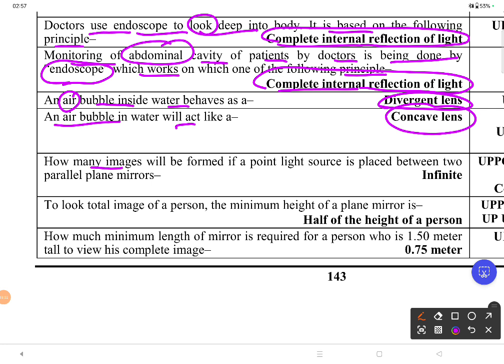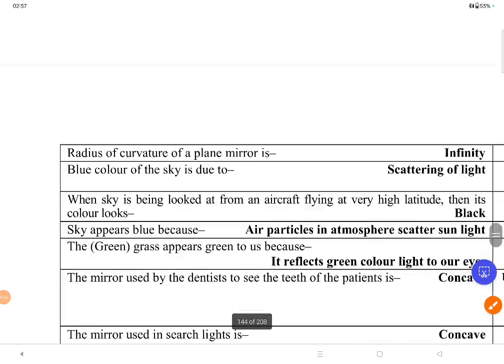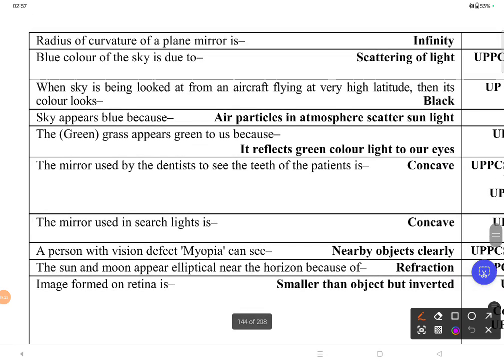How many images will be formed if a point light source is placed between two parallel plane mirrors? Infinite. To see the total image of a person, the minimum height of a plane mirror is half of the height of the person. How much minimum length of mirror is required for a person who is 1.5 meters tall to view his complete image? 0.75 meter. Radius of curvature of a plane mirror is infinity.